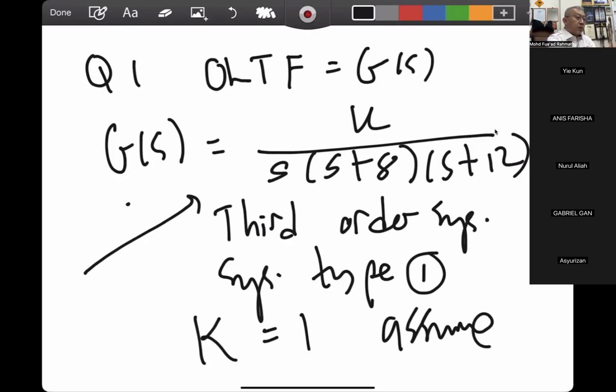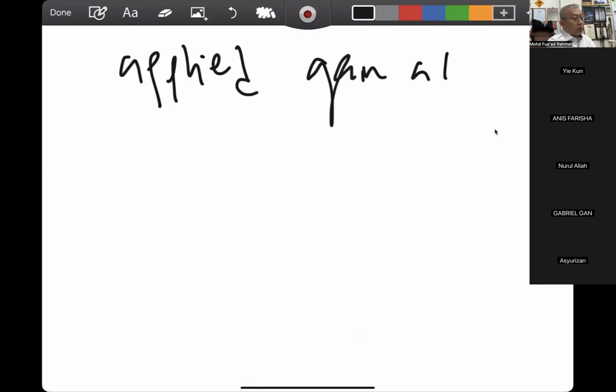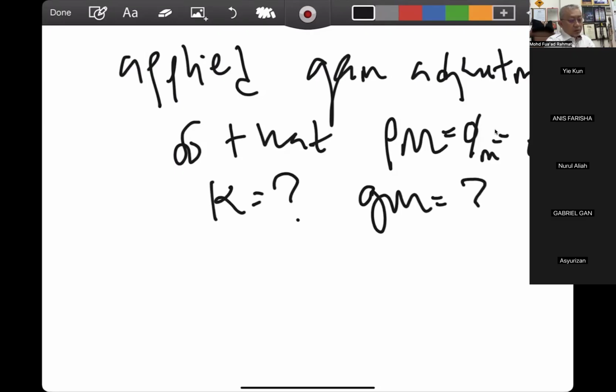Okay. And then apply gain adjustment, so that you will achieve phase margin 60 degrees. Okay. So you have to find the K. And then find the gain margin at this instance. Okay, that is the problem. Okay.